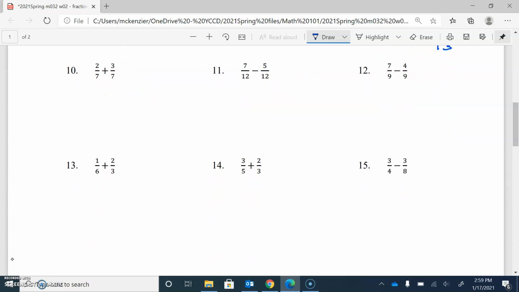Okay, for 10, 11, and 12, we're adding and subtracting when we've got common denominators. So here we have 5/7, so there's nothing else to do. Here we subtract, so that'll be 2/12, but then that does reduce, and you do have to reduce things. So that reduces to be 1/6. And for number 12, we start with 3/9 when we subtract the 4 from 7, then that reduces and gives us 1/3.